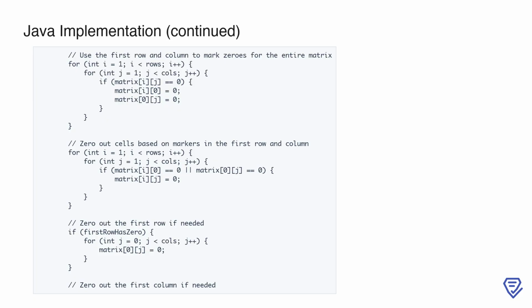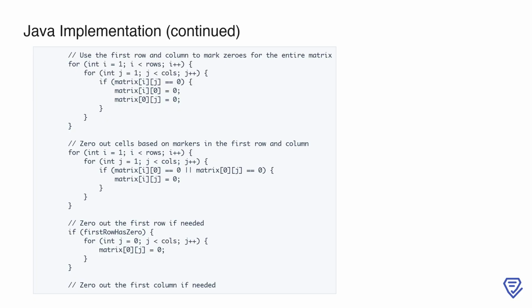Once marking is complete, we proceed to zero out the appropriate cells in the matrix based on these markers. Again, starting from the second row and column, we check if either the corresponding cell in the first row or the first column is 0. If so, we set the current cell to 0.